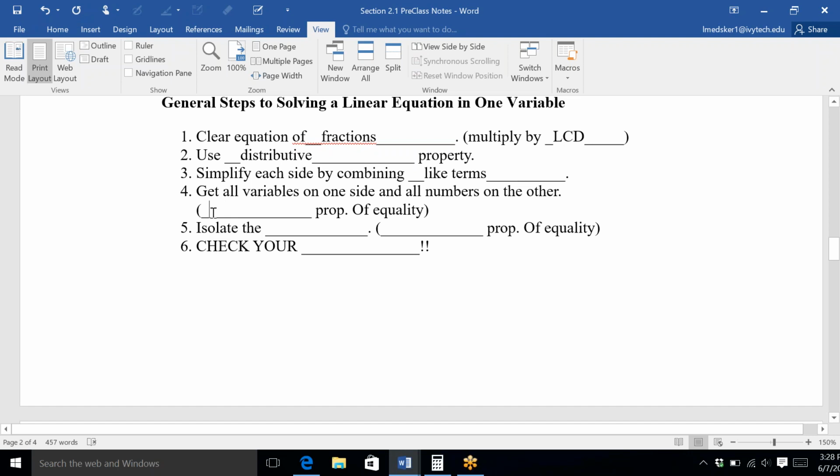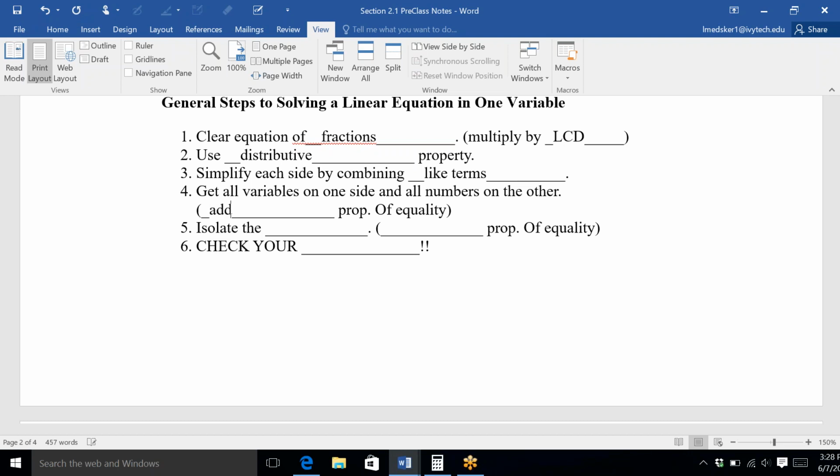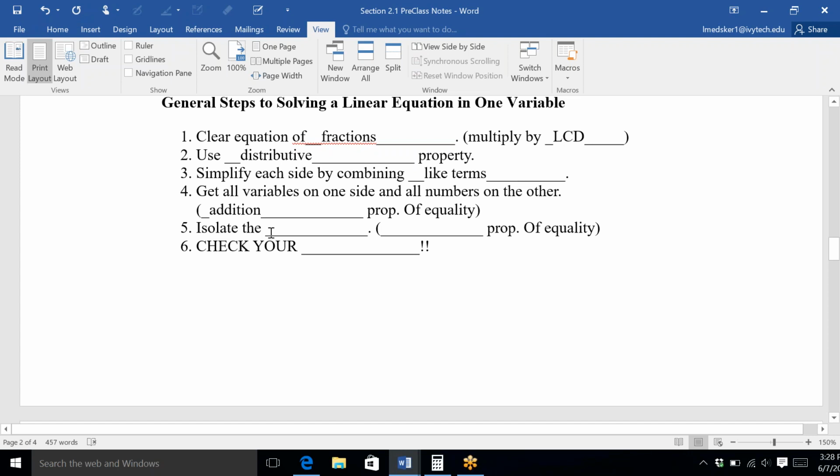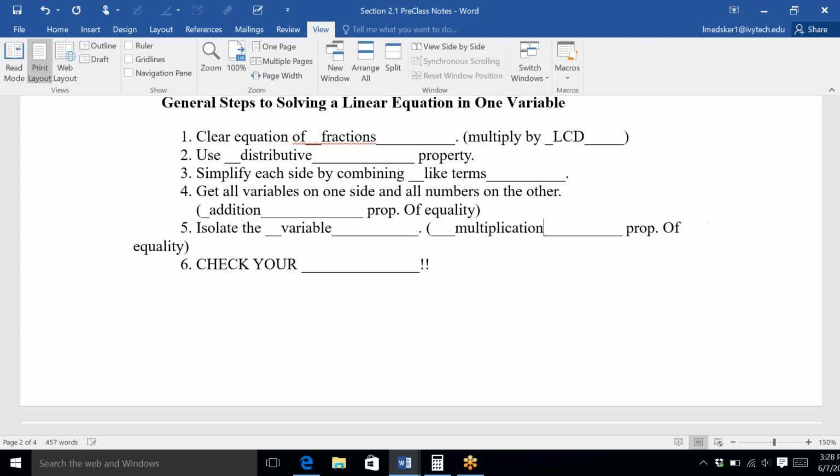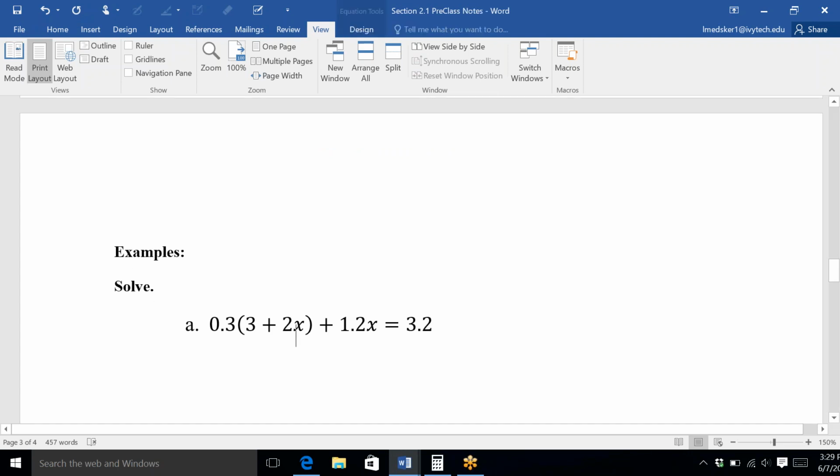Here's where we start using adding, subtracting, multiplying, and dividing. If you have x on both sides of the equation, you want to get them all on the same side. So we add or subtract to move entire terms from one side to the other. That's the addition property, which is also subtraction. And then we isolate the variable, which means we disconnect coefficients from the variable by using either multiplication or division, which we call the multiplication property. And then check your answer to make sure it makes sense, especially when we do word problems in the next section. Okay, so let's look at this first example.